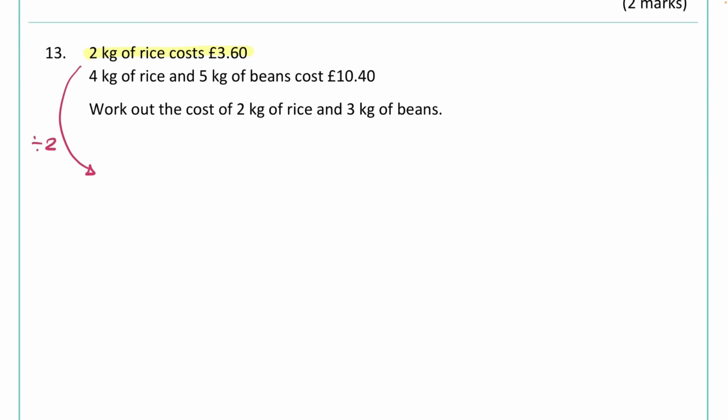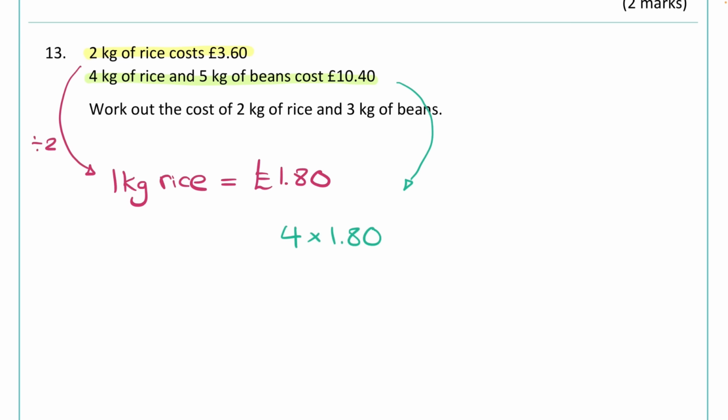So we can divide that by 2 and we get 1 kilogram of rice, keeping it all really nice and labelled here. And we can again just do everything on the calculator. £3.60 divided by 2 is equal to £1.80. So now we know the cost of 1 kilogram of rice. We can now look at this second statement, which has told us that 4 kilograms of rice and 5 kilograms of beans cost £10.40. So if we bring that down to here, we can do 4 lots of £1.80, which is the cost of the rice.